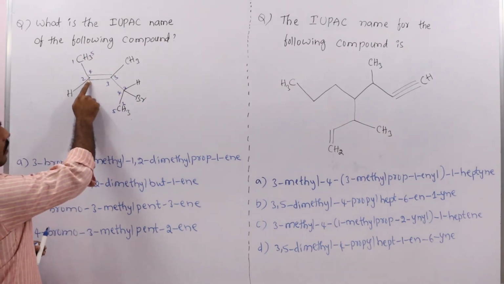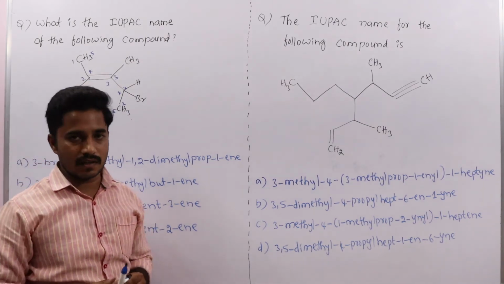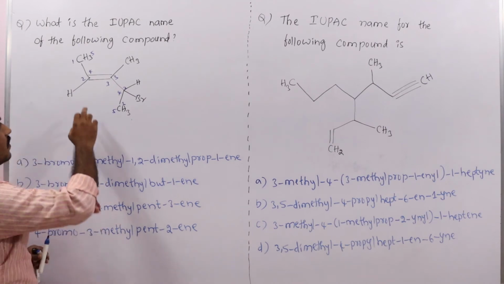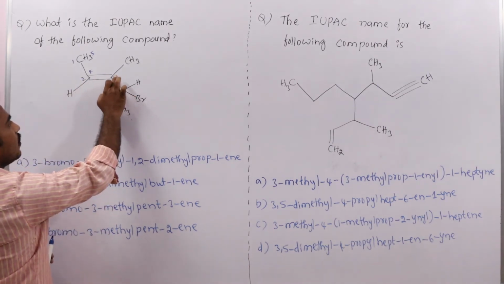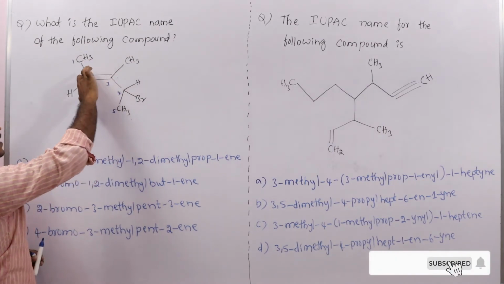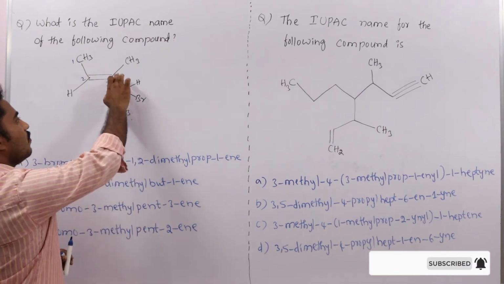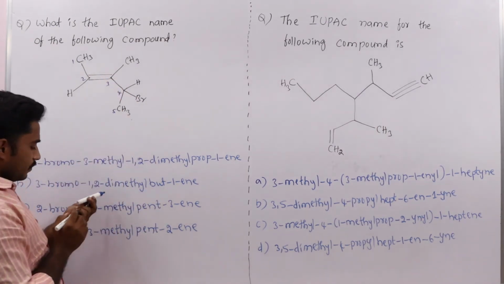Double bond should get the least number, that is the correct way. So that's why we have to follow 1, 2, 3, 4, 5, not like this. Double bond should get the least number, that is the correct way in this molecule. Clear? So write the name of this compound now.